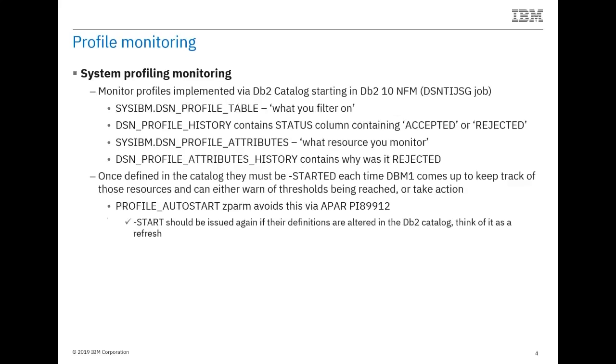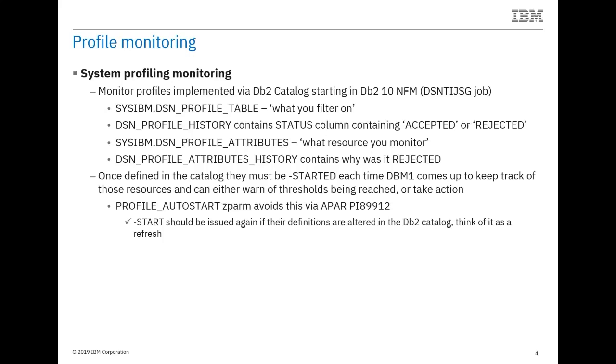So they're implemented in DB2 10, available in new function mode, and the DSNTIJSG job is the one that sets these up. So these are 4 tables that are within the catalog. And for you to manage, create, start, stop, delete profiles is all via SQL against the catalog. So insert, update, delete. So the 4 tables, the first one's the DSN_PROFILE_TABLE. That's what you're filtering on or who you're profiling.